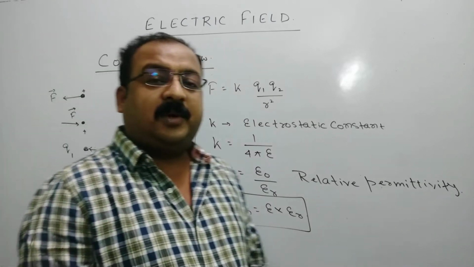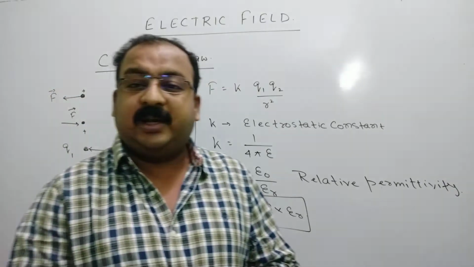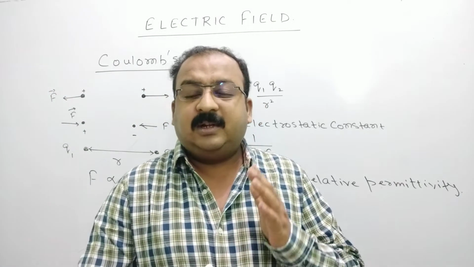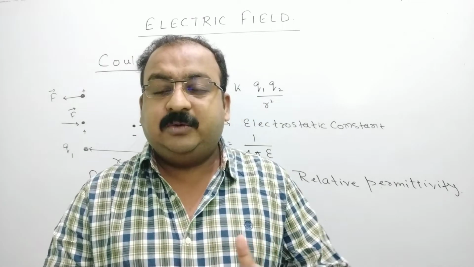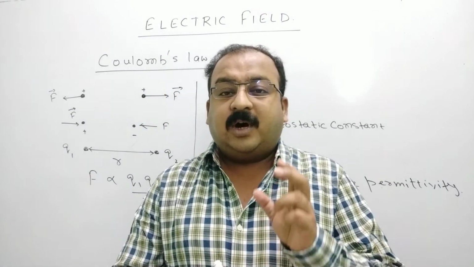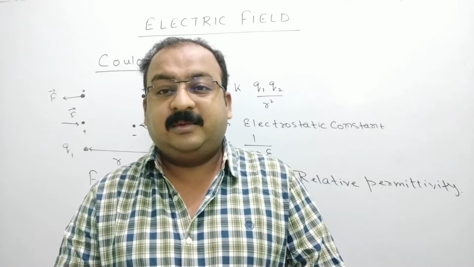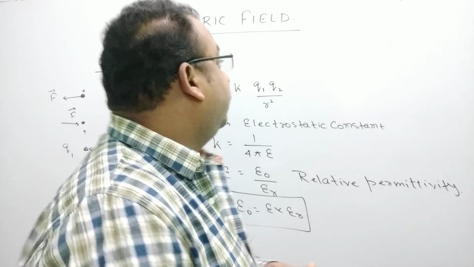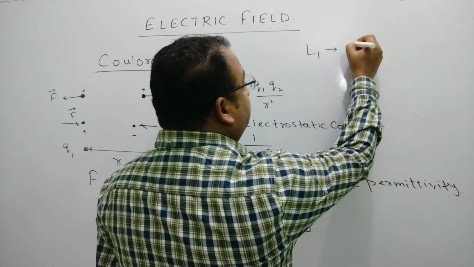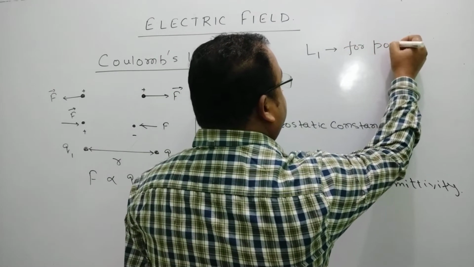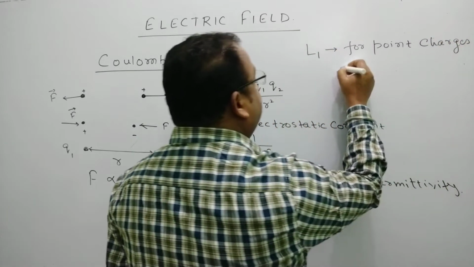Now, what is the important property and what is the important limitation of Coulomb's law? First of all, I will explain the limitation. This Coulomb's law, or the Coulombian force between two charges, is applicable for point charges at rest. It is one of the most important factors. It is applicable for point charges at rest. Limitation 1: for point charges at rest.